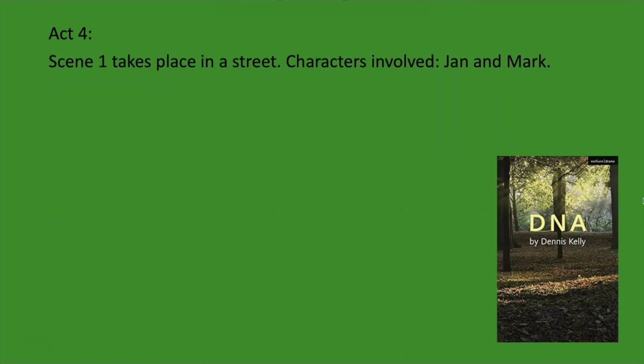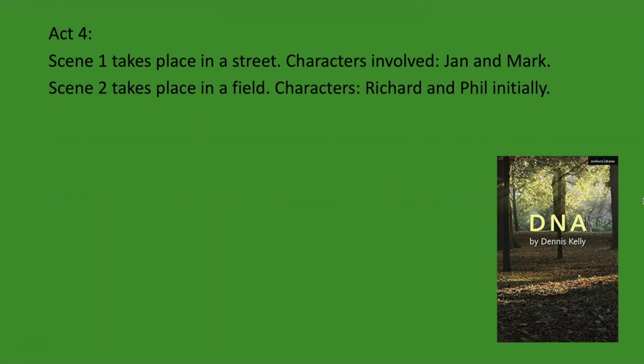Act 4, Scene 1 takes place in a street. The characters are Jan and Mark. Mark tells Jan that someone has gone, and we later learn the person they're referring to is Leah, who has possibly moved schools.